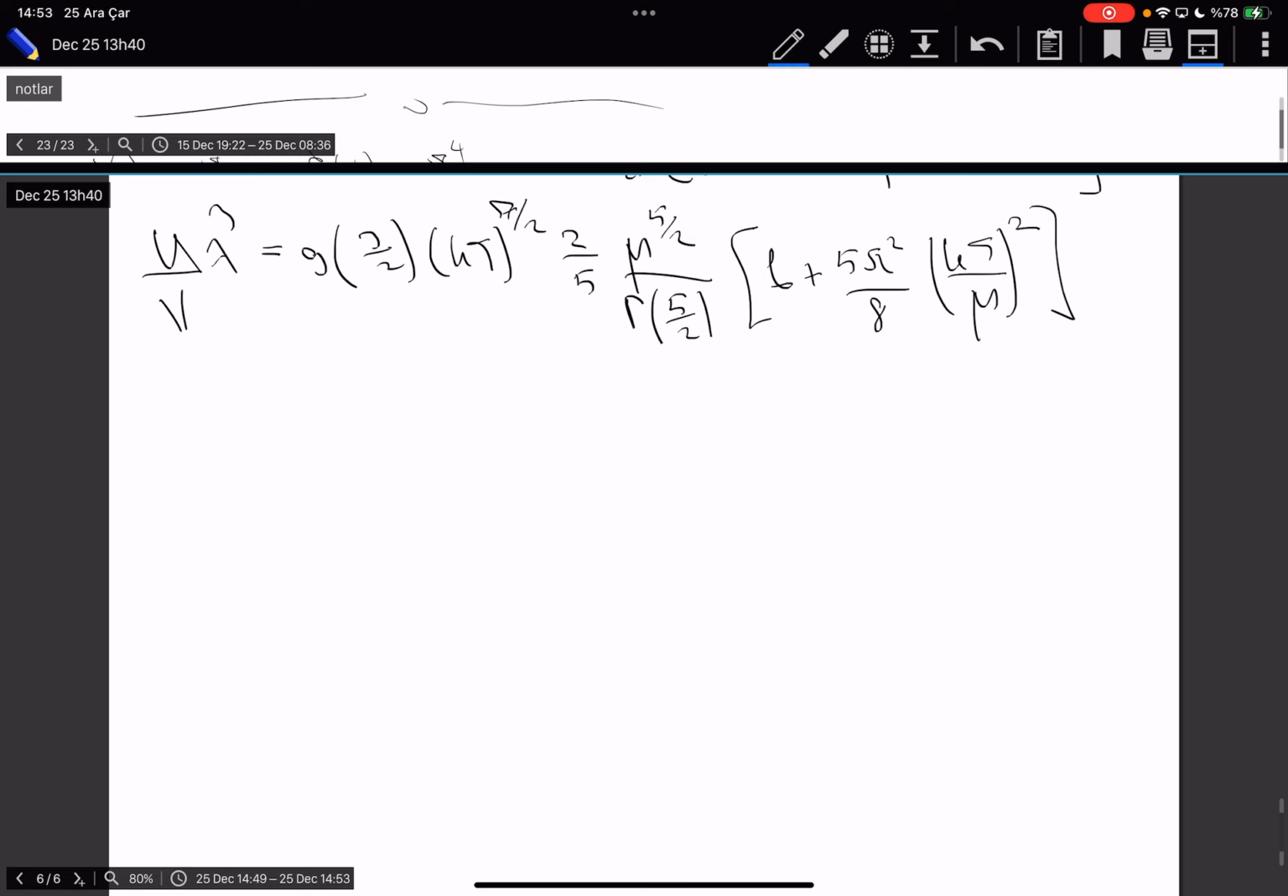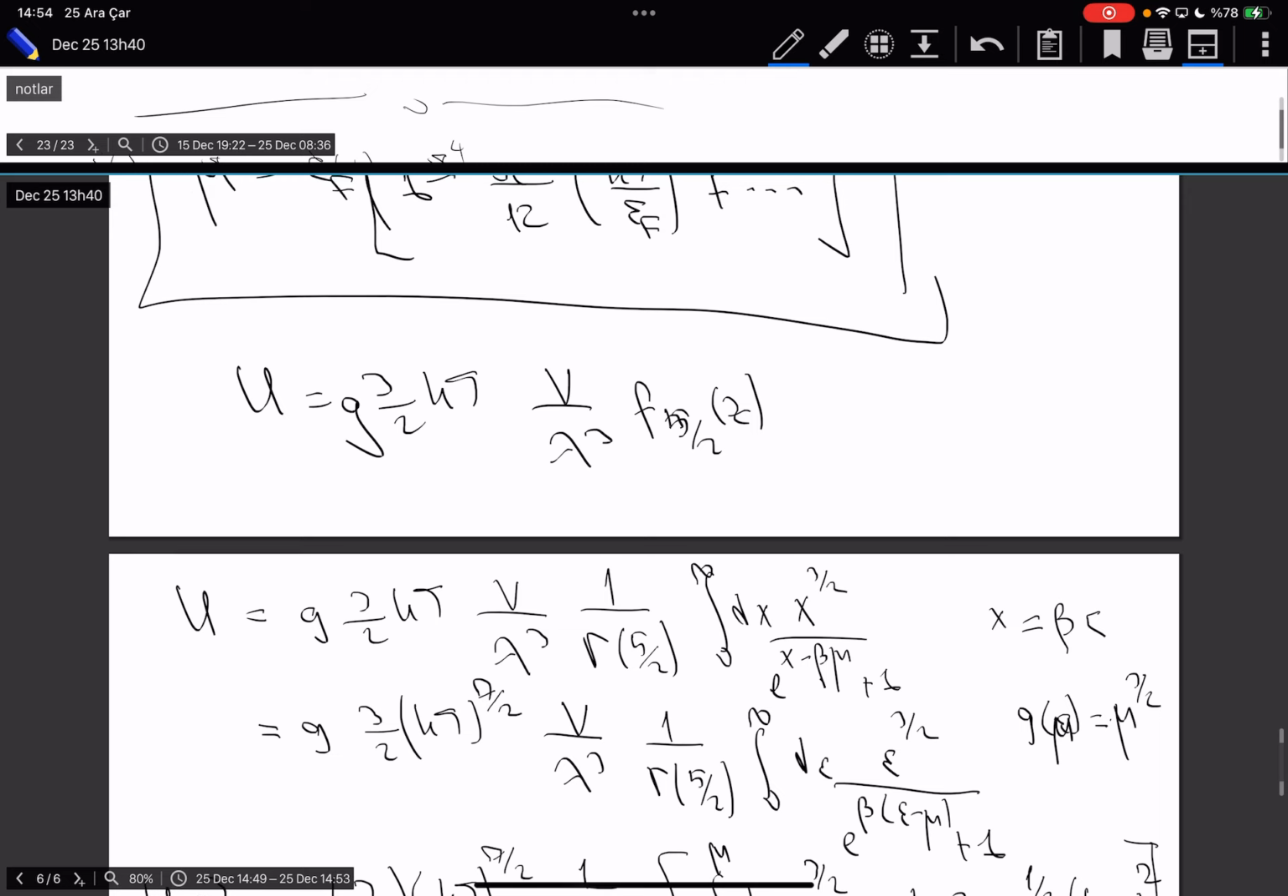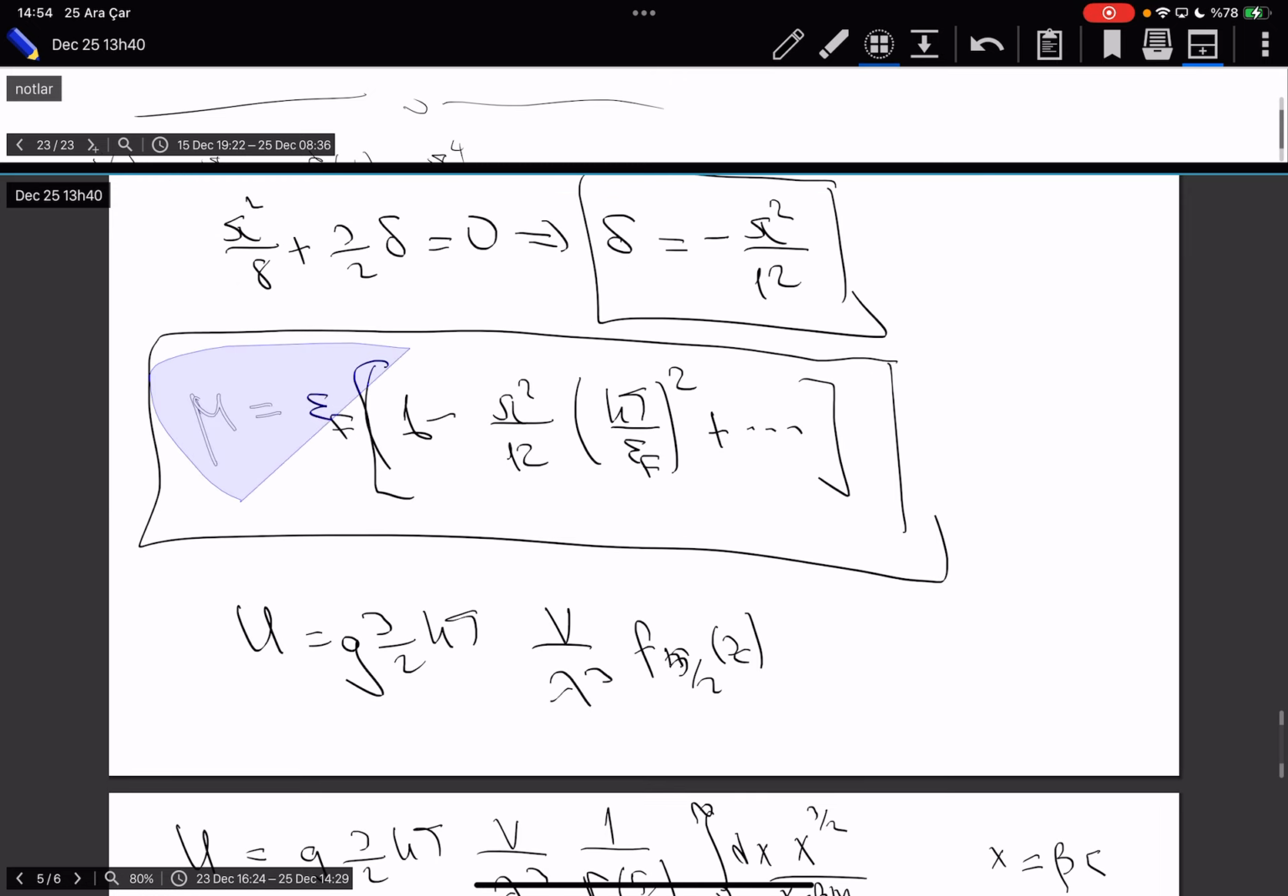Well, the previous result was U over V lambda cubed equal to 3 over 5 n times epsilon Fermi. No, let me just keep it all like this. I will include that later on. Now we know what mu is. We calculated mu. This is my mu.